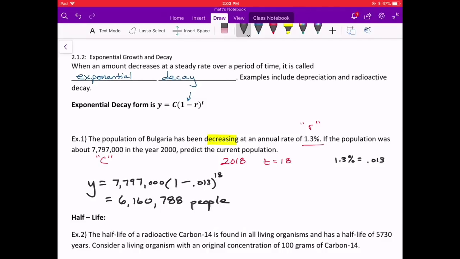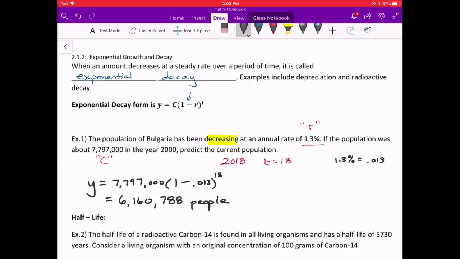Now, again, I want to emphasize the difference between growth and decay. Growth is getting higher, decay is getting smaller. And the plus and the minus in the model is what is going to help you know if you're getting bigger or getting smaller. So pay attention for that.